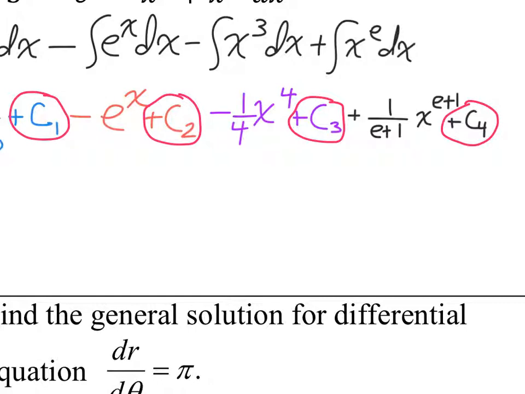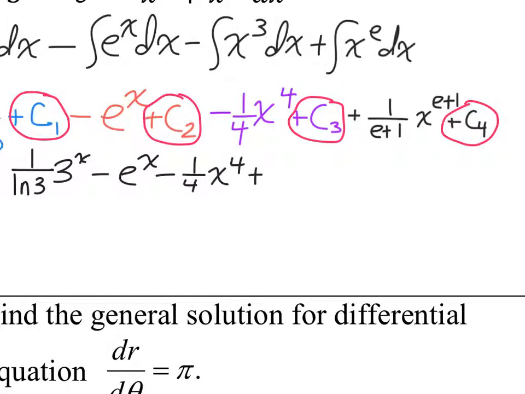So we'd be looking at 3 to the x over ln of 3, which I'm going to write actually as 1 over ln of 3, times 3 to the x, minus e to the x, minus 1/4 x to the 4th, plus 1 over e plus 1, x to the e plus 1, all plus a single c. All right.